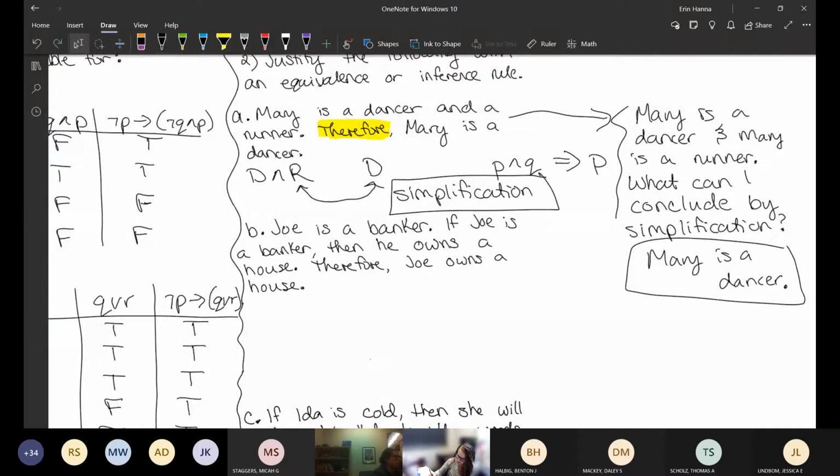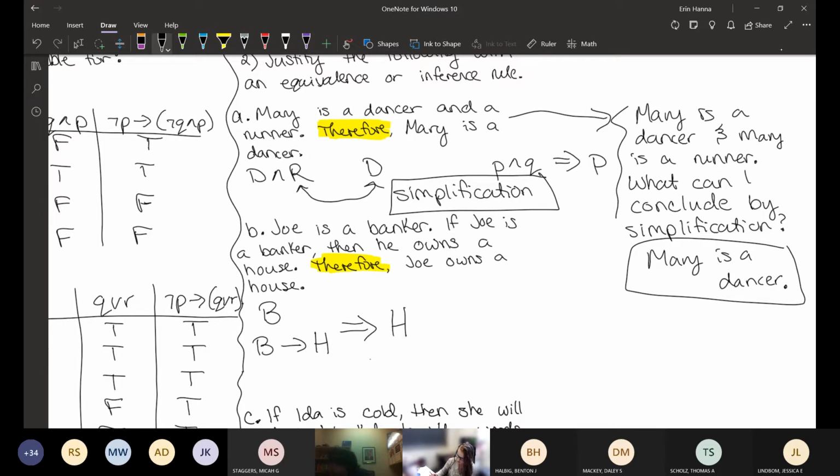All right. So we have Joe is a banker. So I'm going to name that B. And then we're starting a completely different sentence, so we're on a different statement. If Joe is a banker, then he owns a house. Maybe I'll name that H. And then we've got our word therefore to tell us that we're going to the conclusion after that.